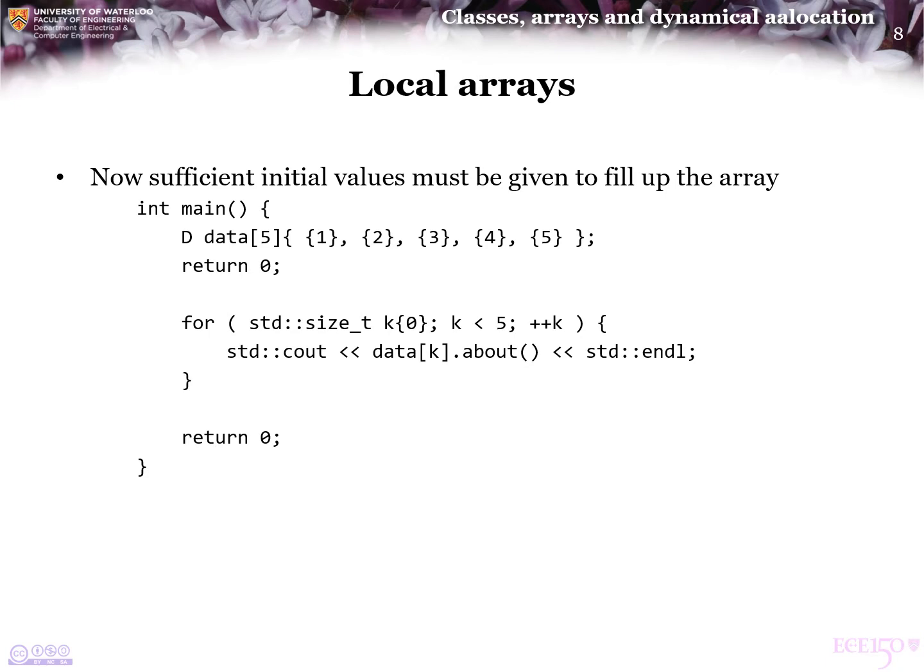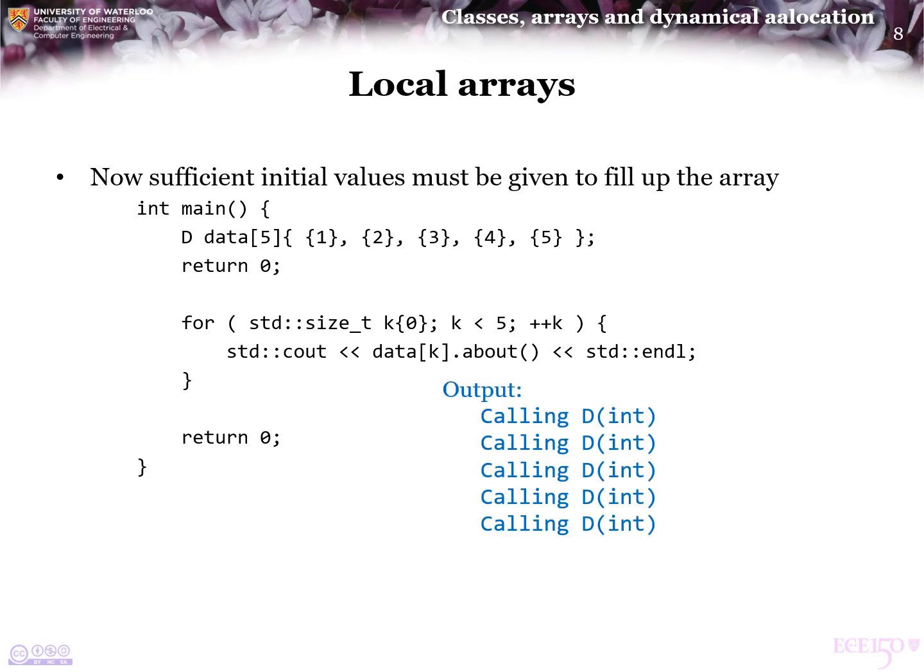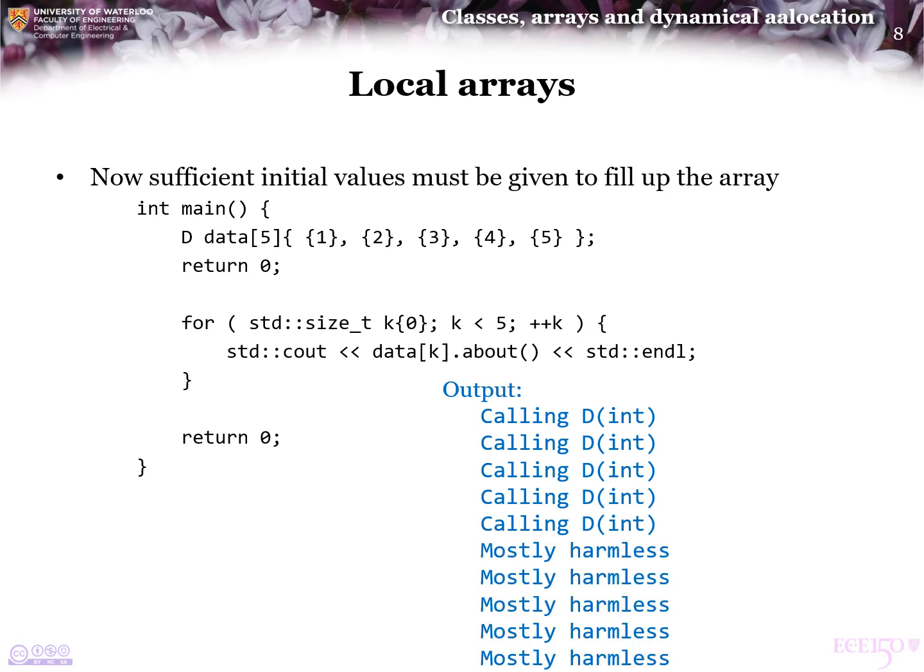All right, so here we do have 5 initial values, so the constructor will be called 5 times, once for each entry of that array with the corresponding initial value passed as an argument. Then we can walk through the array and once again call a member function on each of those entries, and all is good.